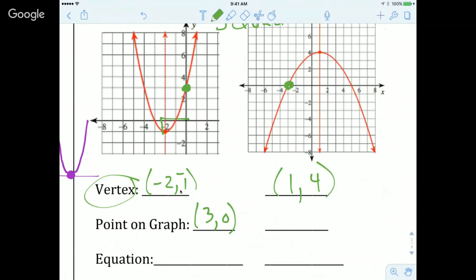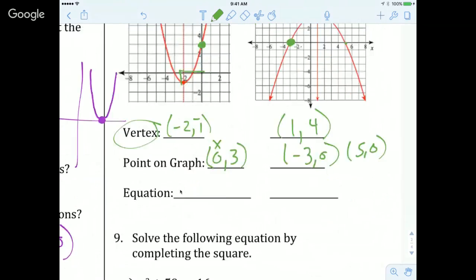Wouldn't it be 0, 3? It would be 0, -3. So 0, -3. Yeah, because 0 is on the x-axis, so it goes first, and -3 is on the y-axis. It goes over 0, up -3. And then on the second one, I happened to do the roots, which was -3, 0. I could have done 5, 0.